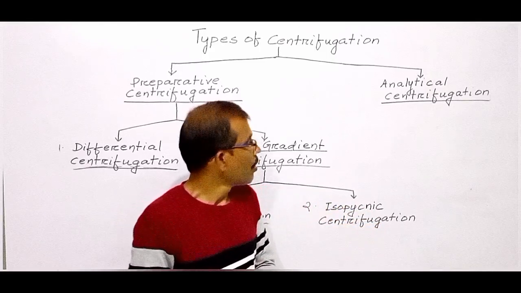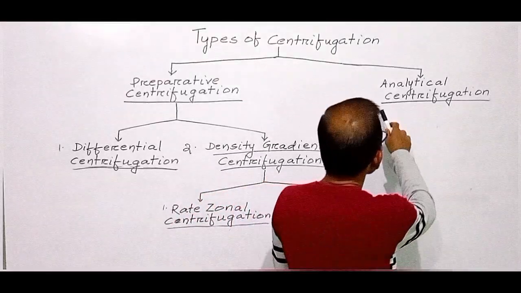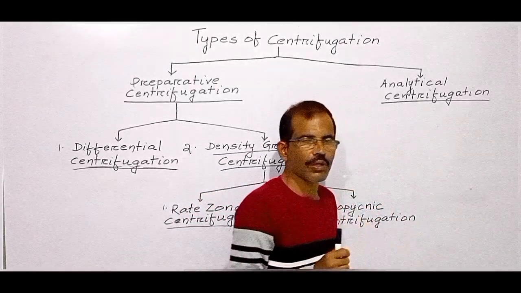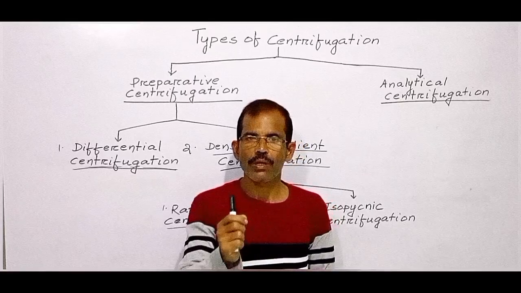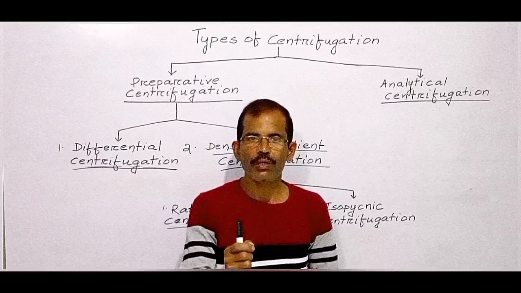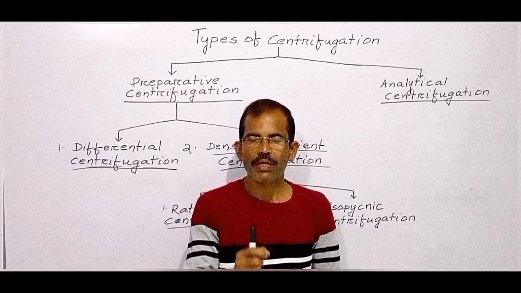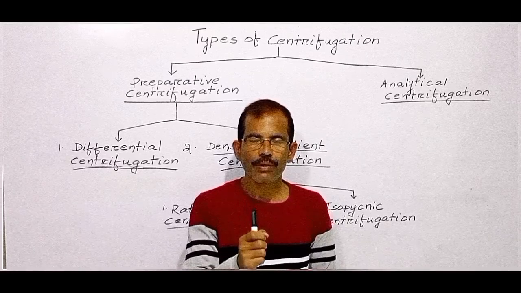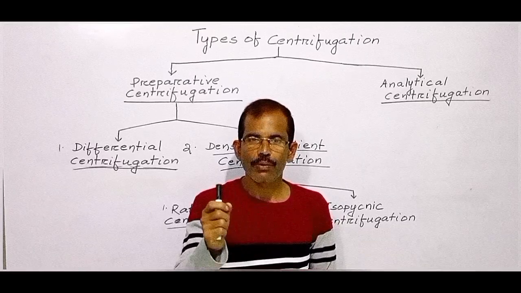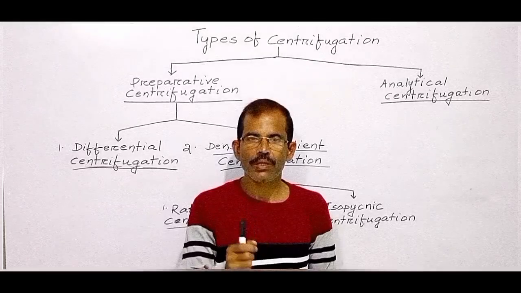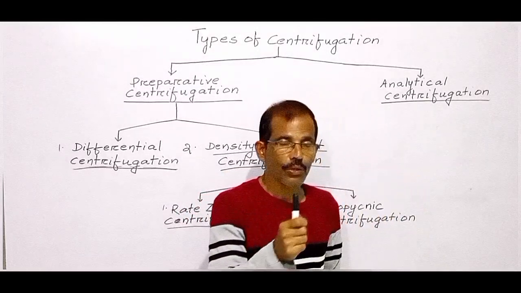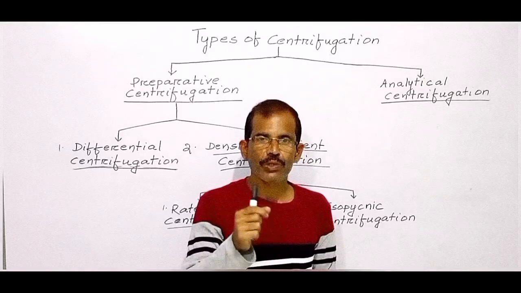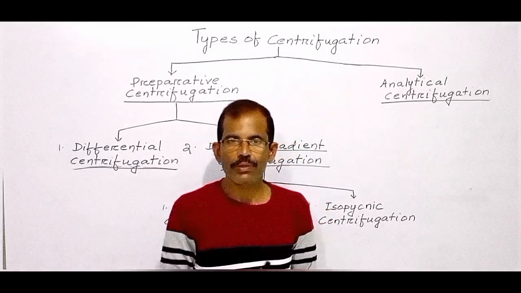Other type of centrifugation is analytical centrifugation, which is used for the characterization of purified macromolecules with respect to their sedimentation rate, relative molecular weight, concentration and purity. This technique is also used to study conformational changes of different proteins.